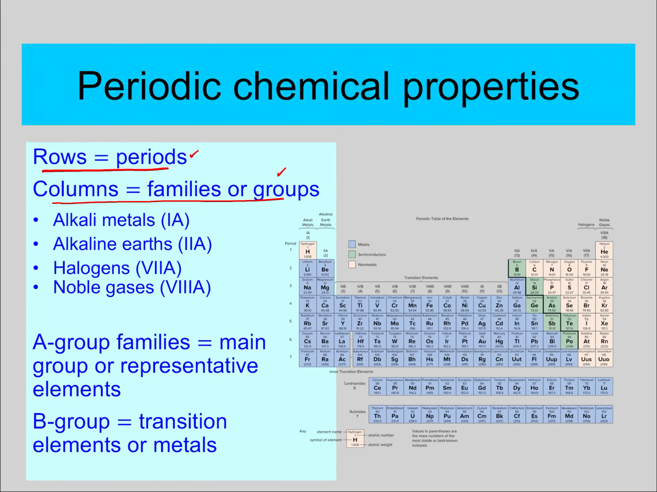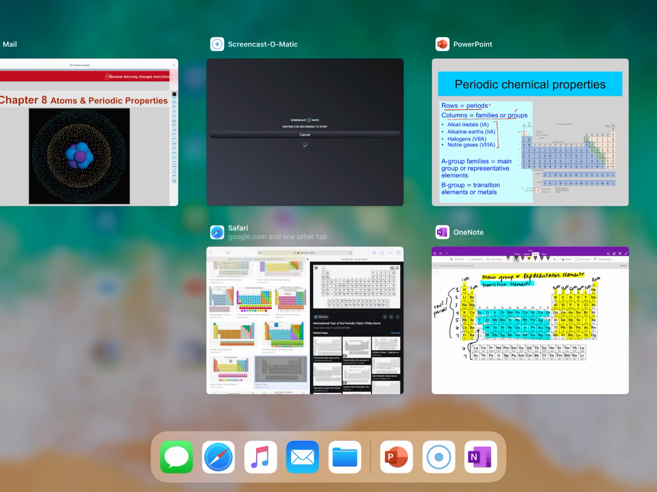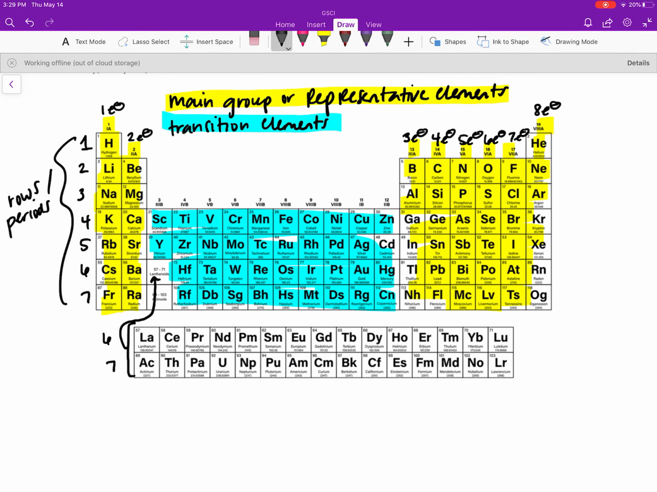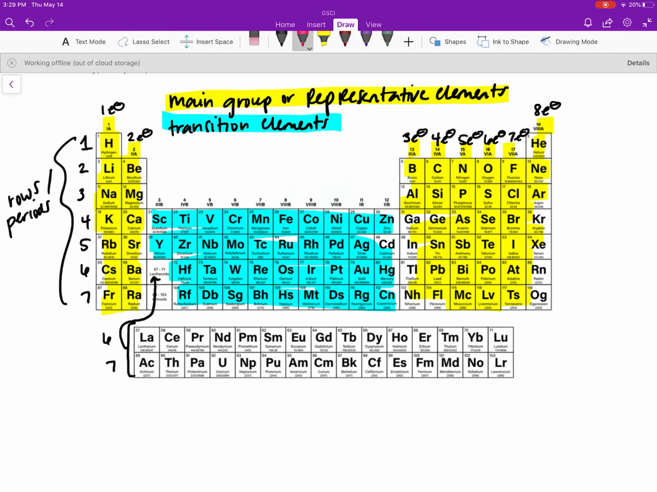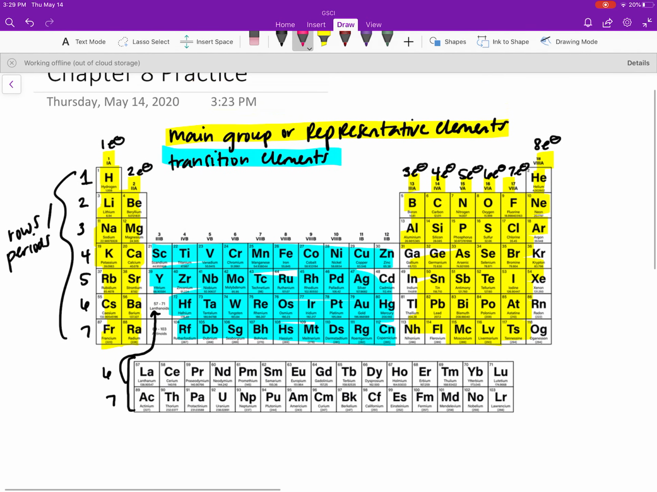So let's go back. So we did families, groups. Now we're going to label some specific families. So when I'm looking at group 1A, which is the first column, these elements are going to be called, find the right spot, alkali metals.